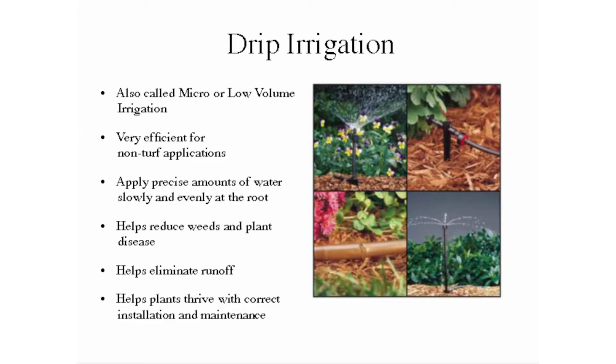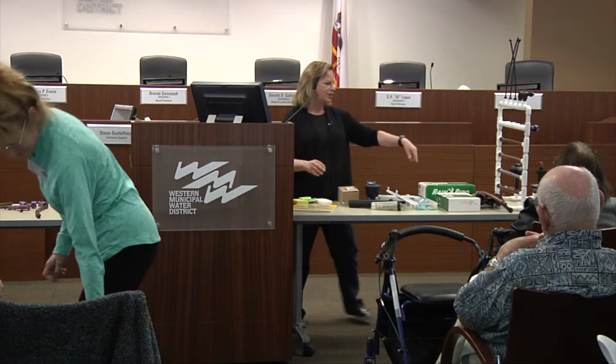So when we think about drip irrigation, there are other terms that apply to this. Another term I've used and heard is micro irrigation. Another one is low volume irrigation. When we talk about drip irrigation, we could also be talking about drip emitters, but we're also talking about things like micro sprays and micro bubblers.